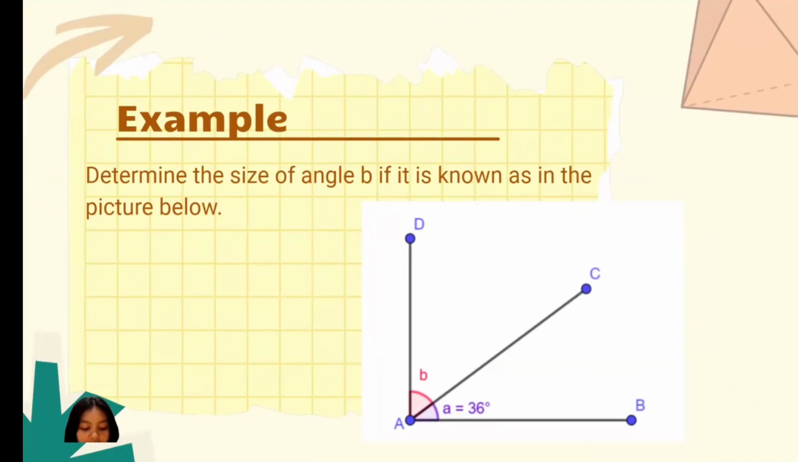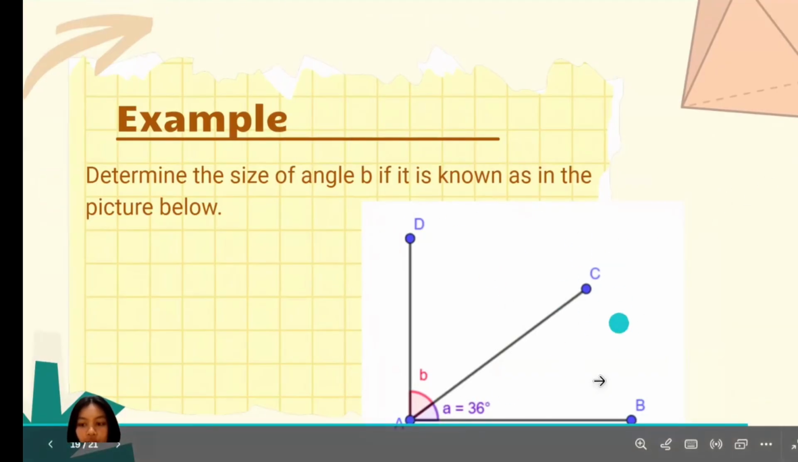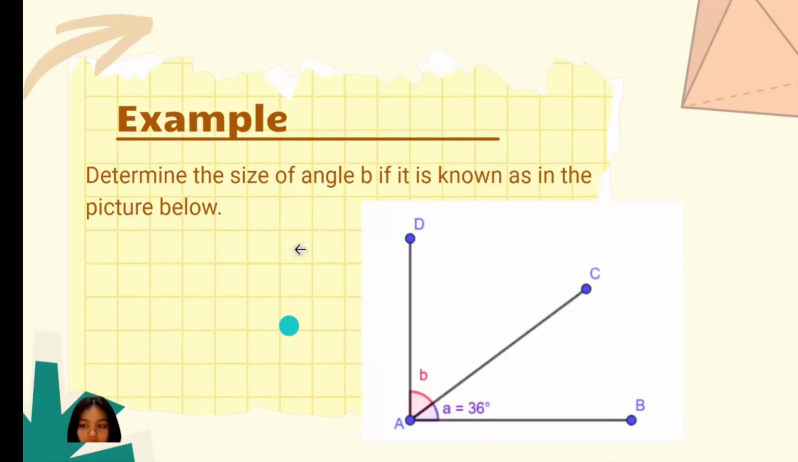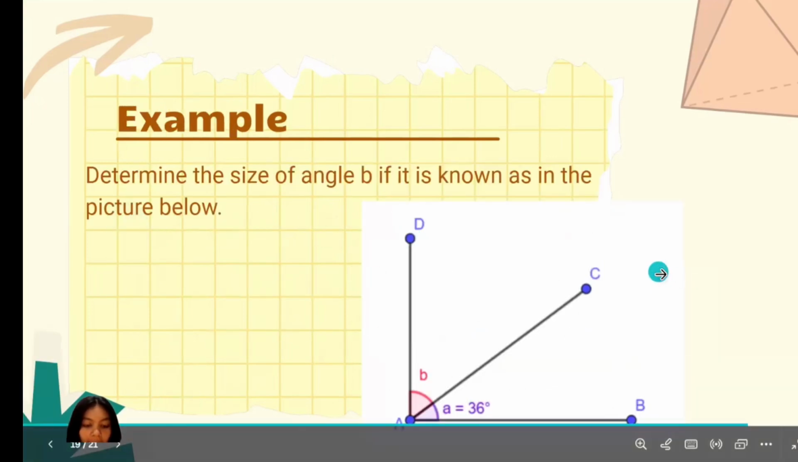Okay, now let's try to solve a problem. Determine the size of angle B if it is known as in the picture below. To answer that question, look at the picture. Angle BAD forms a right angle.